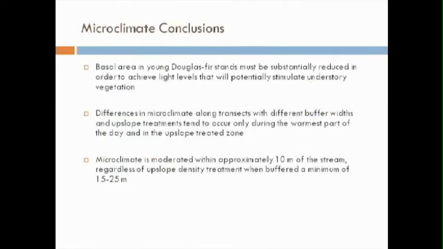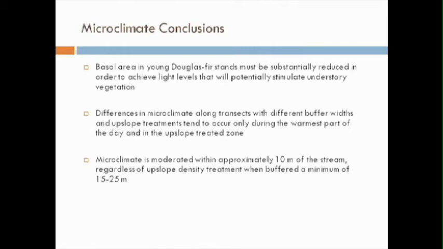So basically what we found in that first phase was basal area in young Douglas fir stands had to be substantially reduced in order to achieve light levels that will potentially stimulate understory vegetation. I guess I didn't include the understory vegetation in this talk.